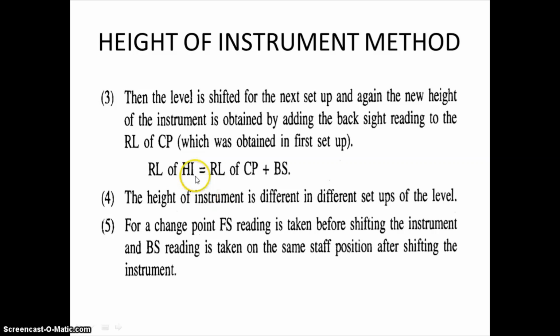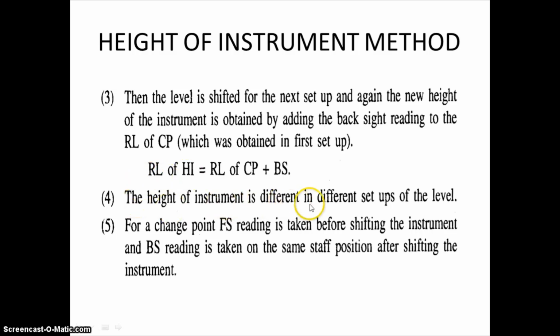Why do we have to calculate height of instrument again? Because at the previous location where you already did your setup, the level will be different. And at the new position again the level will be different. It might be somewhat at a higher location or it might be somewhat at a lower location. So whenever you change your instrument, you have to always calculate new HI.